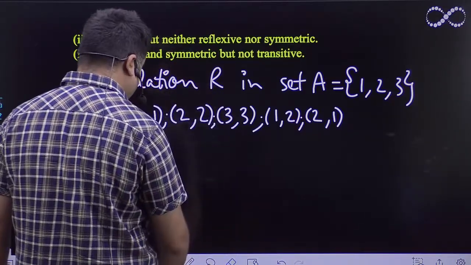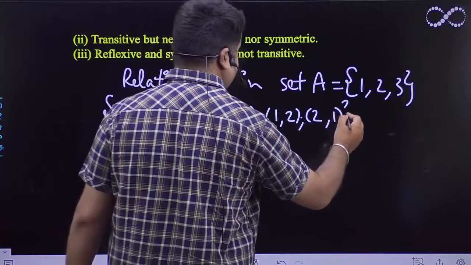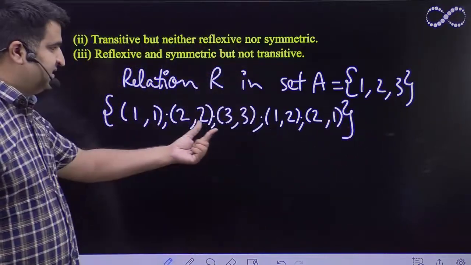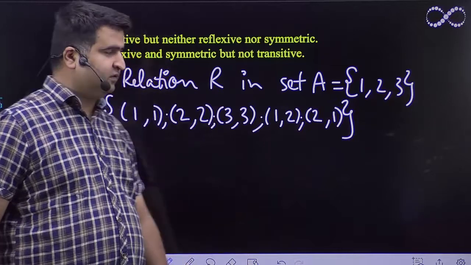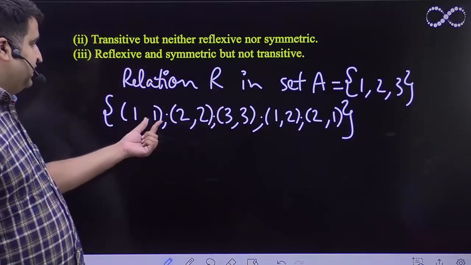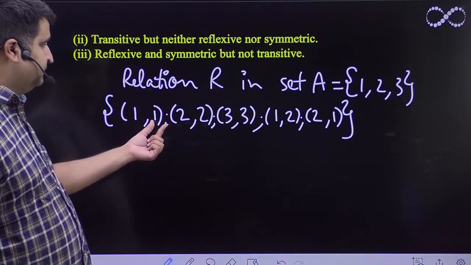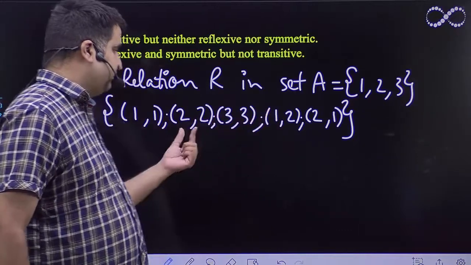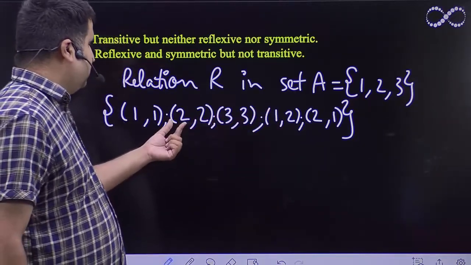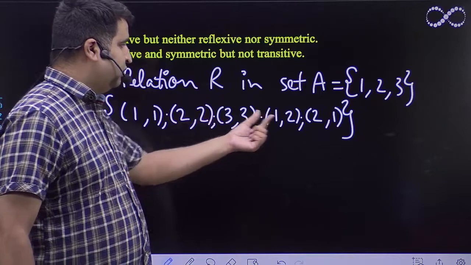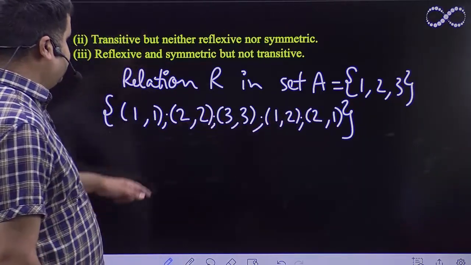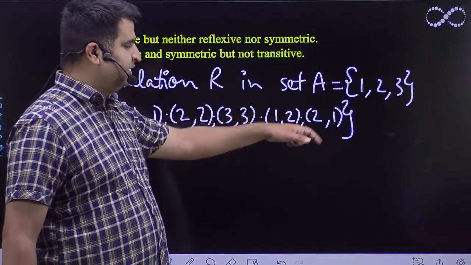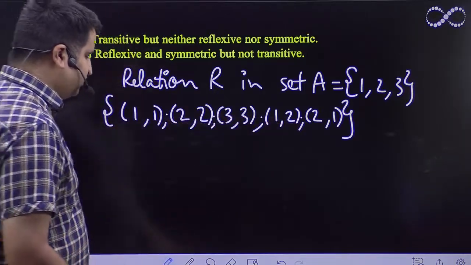And we'll observe that this relation is reflexive, this is symmetric, but this is not transitive. Since 1, 1 is there, 1, 2 is there, then 1, 2 is there, this is true. Then 2, 2 is there, 2, 1 is there. Then 2, 1 is there, this is true. But this relation is becoming transitive. We have to prove that this is not transitive.